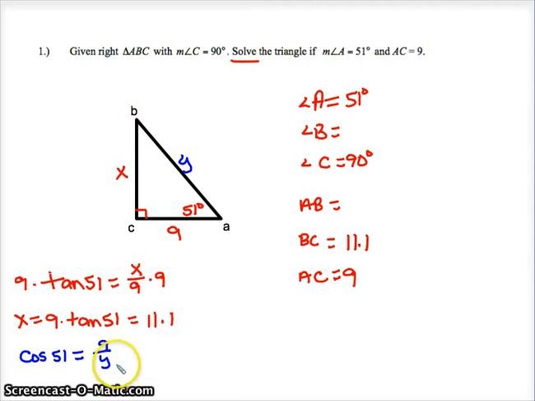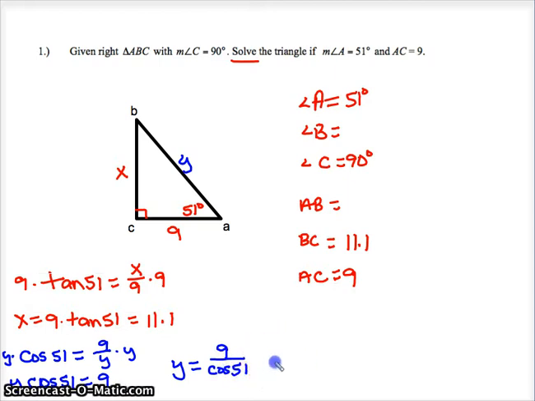Now, we've got to be very careful here. Just like up above, I multiplied by what's in the denominator, I'll do the same thing here. I'm going to multiply both sides by y to get it out of the denominator. So I'm now left with y times the cosine of 51, and that's equal to 9. It's also important to remember that the cosine of 51 is a number, so we can divide both sides by the cosine of 51.